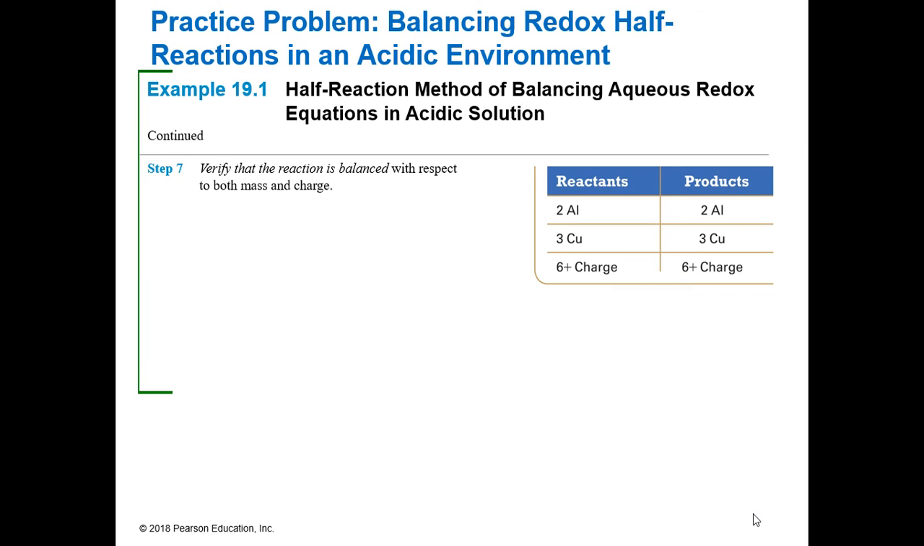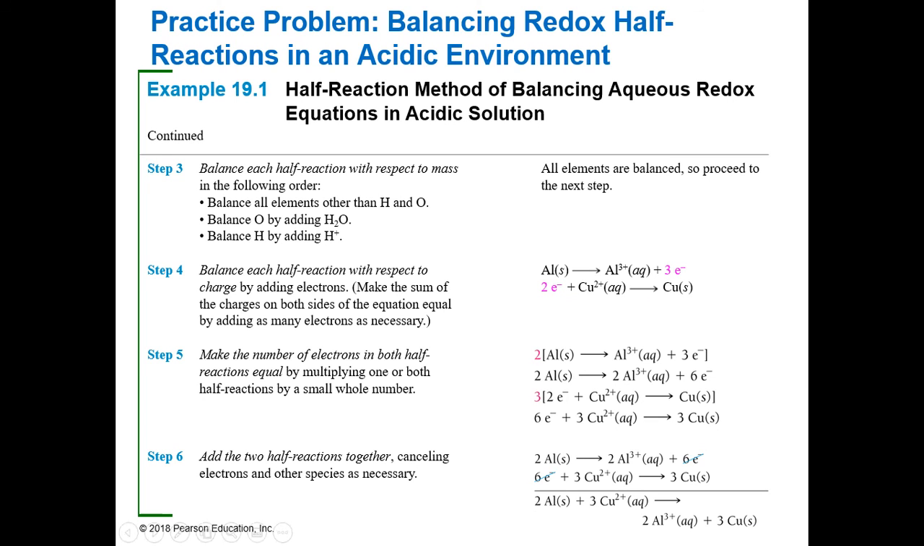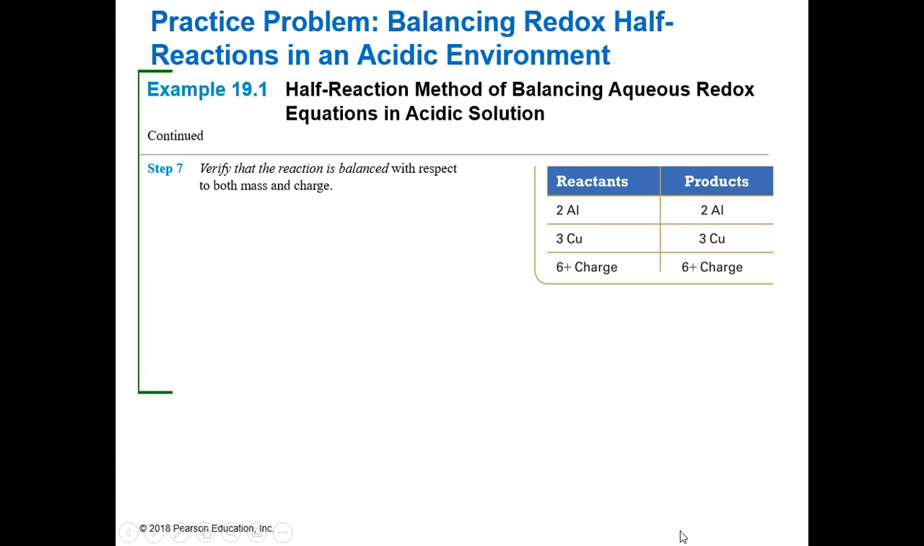Let's check. You need to make sure everything is the same on both sides. So let's look. We have 2 aluminums on the left. We have 2 aluminums on the right. We have 3 coppers on the left. 3 coppers on the right. Our charge, let's see, on the left, we have copper 2 plus, so there's a 2 plus charge, but we have 3 of them. So we have a plus 6 on the left. On the right of the arrow, we have a plus 3 over here, but we have 2 of them, so we got plus 6. So both of these are plus 6. So our charges do balance on both sides.